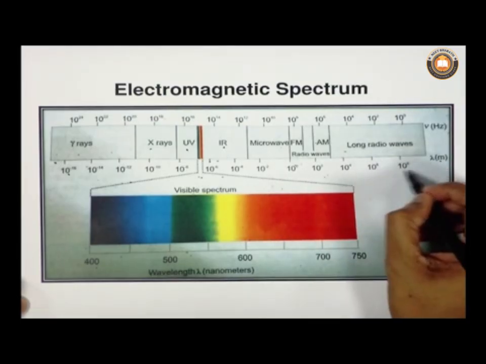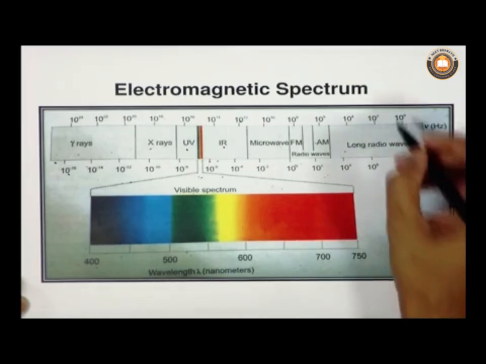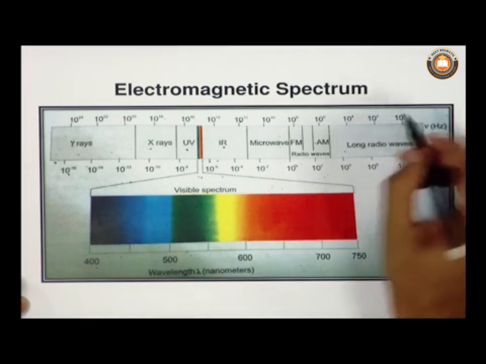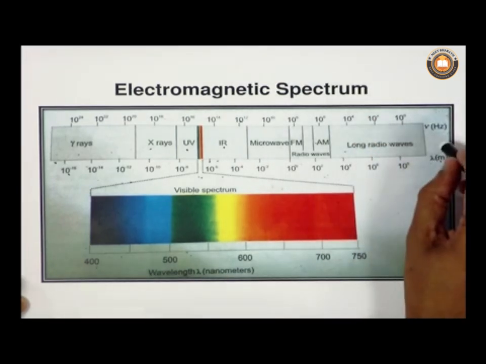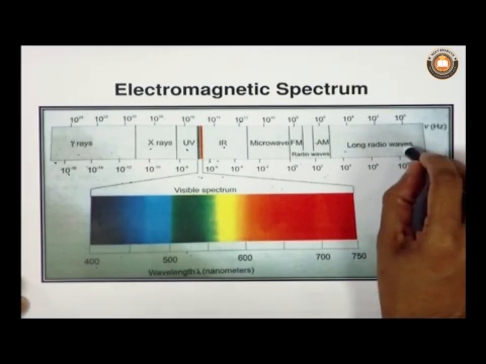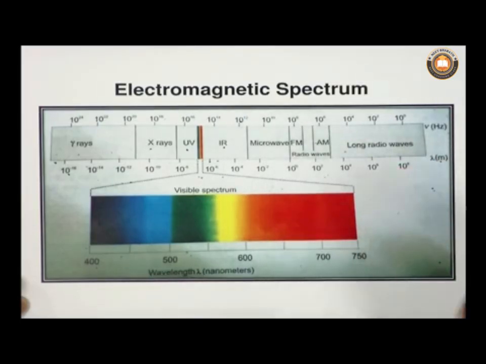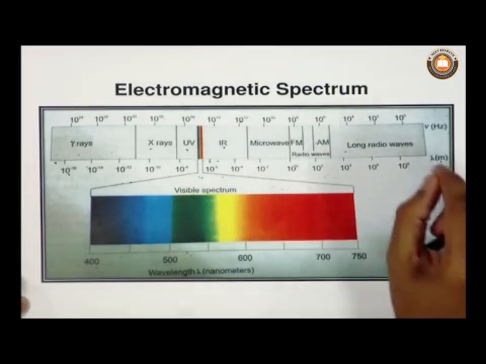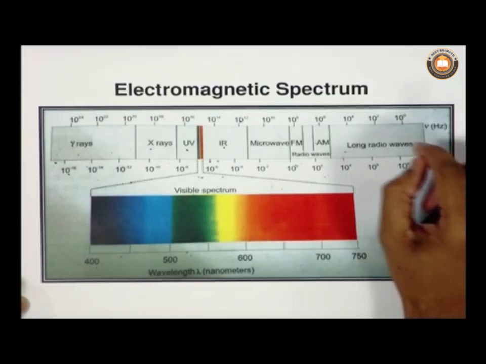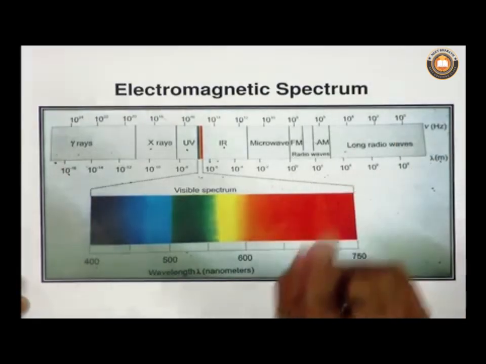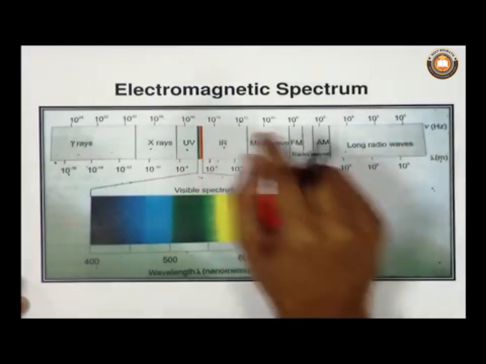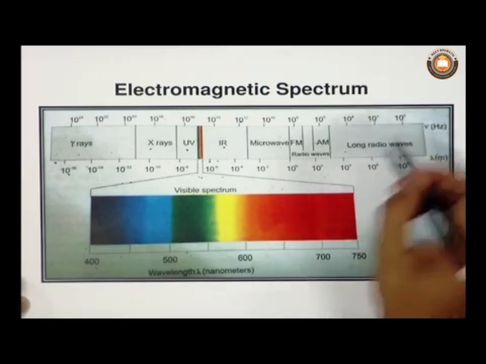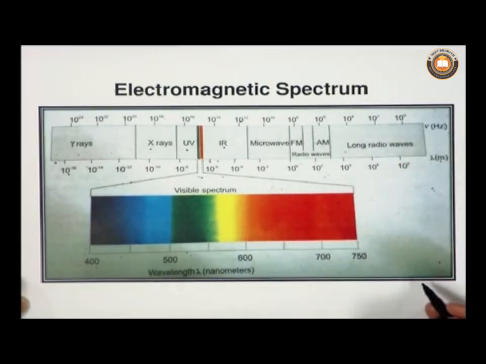Their wavelengths are 10 to the power 8 meter, or the frequency is simply 1. What does it mean? If I sit at one point and check how many waves are passing by, in 1 second these waves are traveling at the speed of light, 3 into 10 to the power 8 meter per second. It is quite a high speed. Even then, I would see only one wave passing by me every second. So, that means these frequencies have extremely large wavelengths.